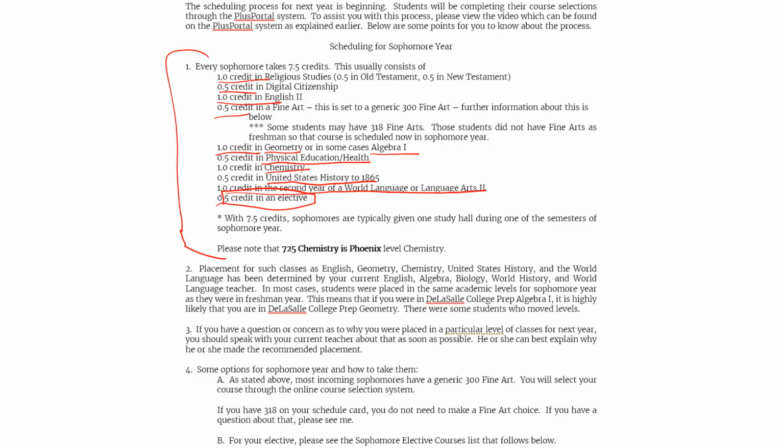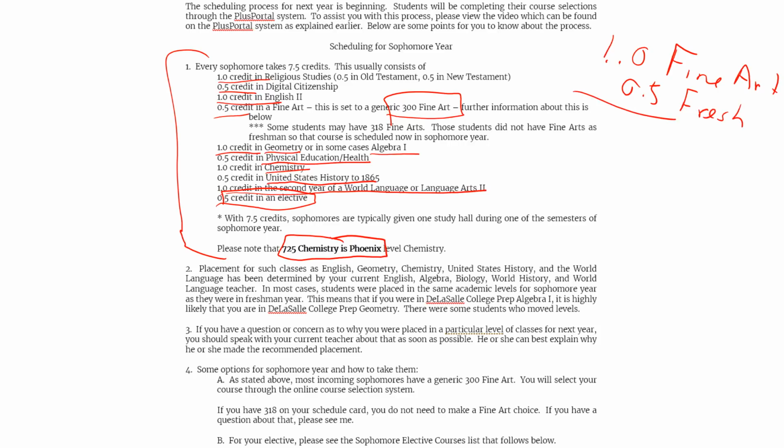A couple of things to notice here. That 725 chemistry is a Phoenix level chemistry course. It does not have PX by it, but that number 725 signifies it as a Phoenix level chemistry course. We go back up here to this generic 300 course. Every freshman and sophomore will typically complete 1 credit in a fine art in order to graduate. Most freshmen will have the half credit in freshman year, leaving you with a half credit to take in sophomore year. As of now, we don't know what fine art credit you wish to take.